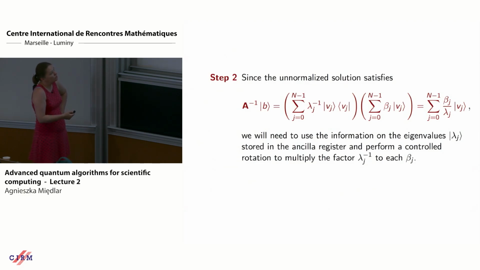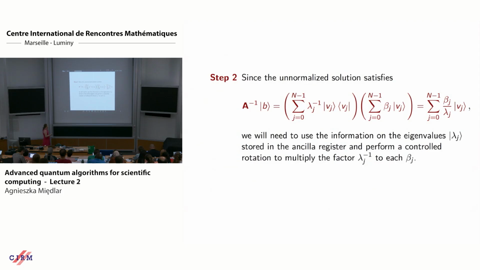So you need to use the information of the eigenvalues, which will be stored in the ancilla register. Since we don't have a possibility of copying things whenever we want, we need to deal with the ancilla register. And you have to perform a controlled rotation to multiply the factor to each beta j. What is happening, you get your summation in terms of beta j, which you have from previously, but you still have to multiply by 1 over lambda j, and you have to do it in a clever way, and then it uses the rotation again to just apply the scalar factor.